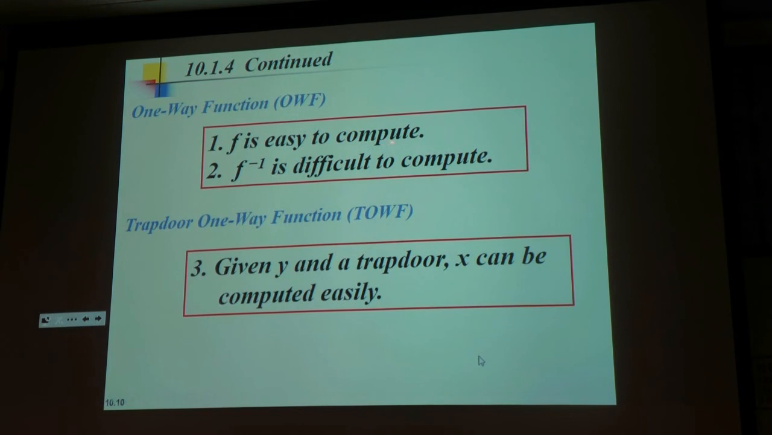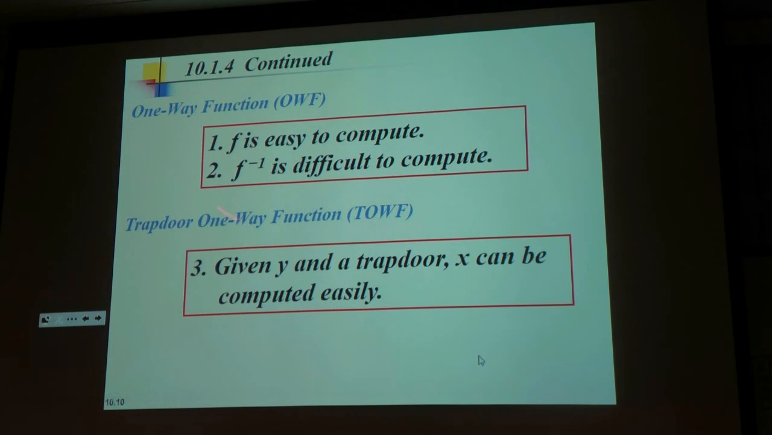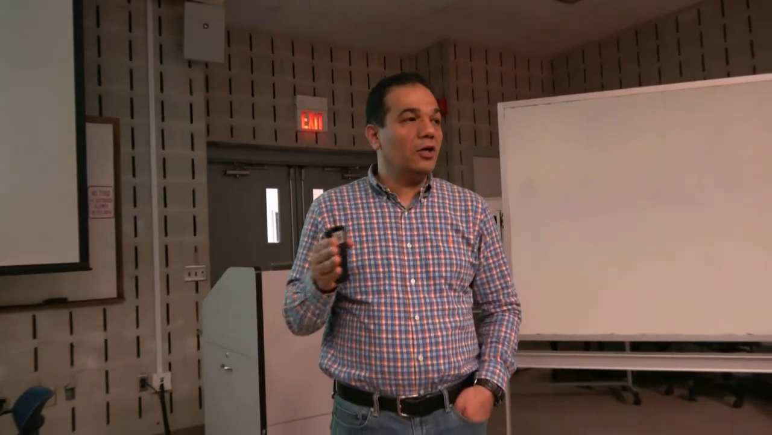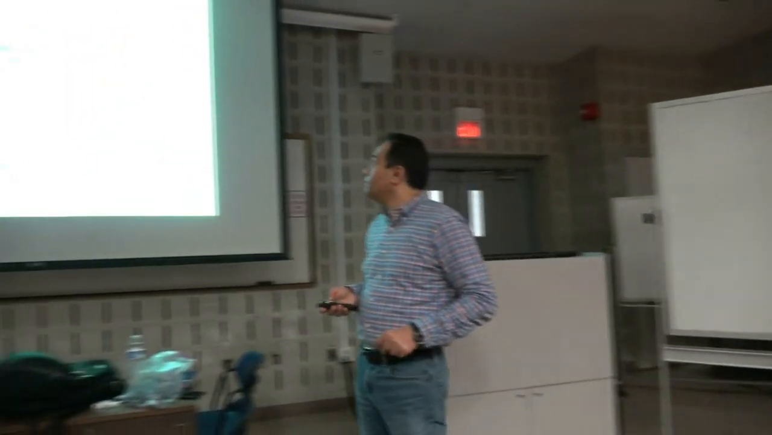F is easy to compute. What is F? This is F. F inverse is difficult to compute. So if we have a one-way function with a trapdoor, then what will happen? Given y and a trapdoor, x can be computed easily. So what we are using in here is a one-way function with a trapdoor.